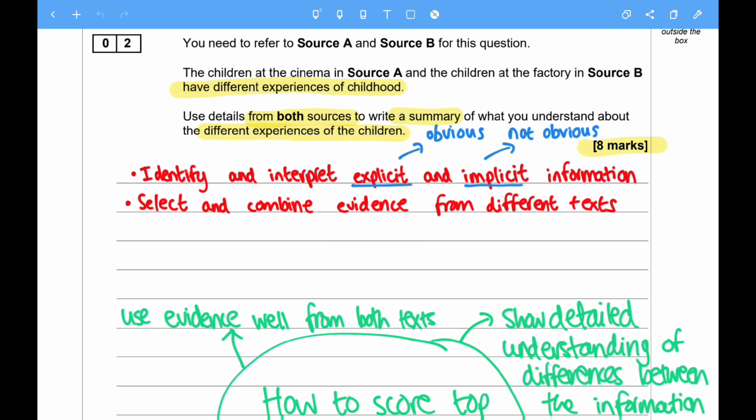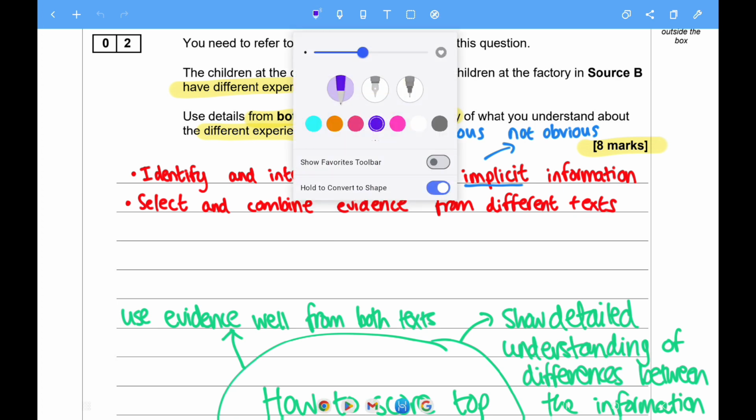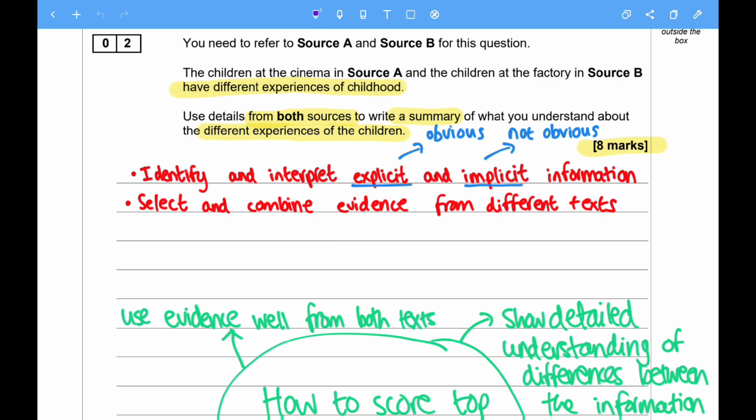So we can establish already that both sources have different experiences of childhood. Okay, so you would be finding quotes to show how they are different. So as you can see here, I will underline the words different experiences of childhood. Use details from both sources to write a summary. So you have to write a summary. So there is no need for you to analyze language. There is no need for you to analyze structure. To write a summary of what you understand about the different experiences of the children. So you have to find evidence from the text to show how they have different experiences.